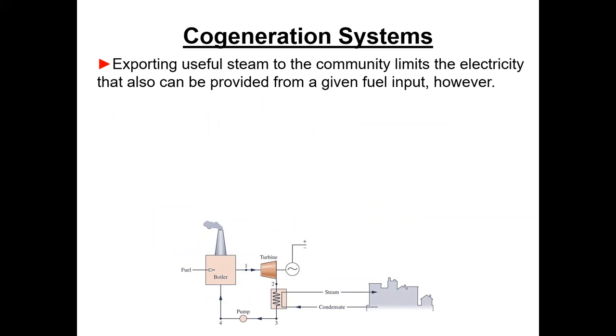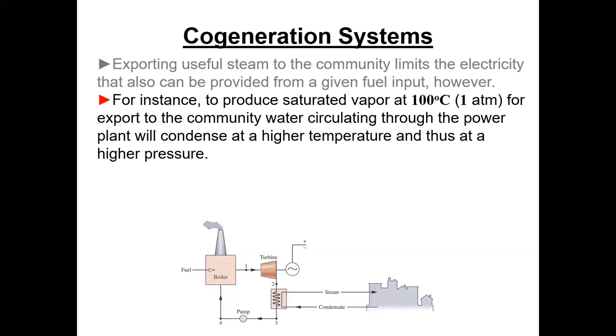Exporting useful steam to the community limits the, yeah, so when you do that, you don't get as much electricity because you're coming out of the turbine at higher pressure, but you're saving a whole bunch of fuel it would take to heat the town. So, for instance, to produce saturated vapor at 100 degrees C, 1 atmosphere for export to the community, circulating water through the power plant will condense at a higher temperature and this higher pressure.